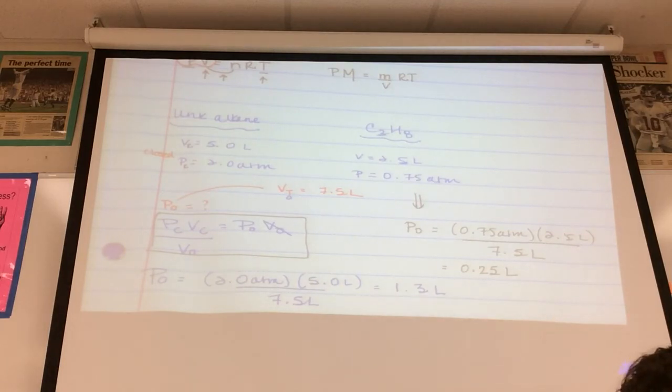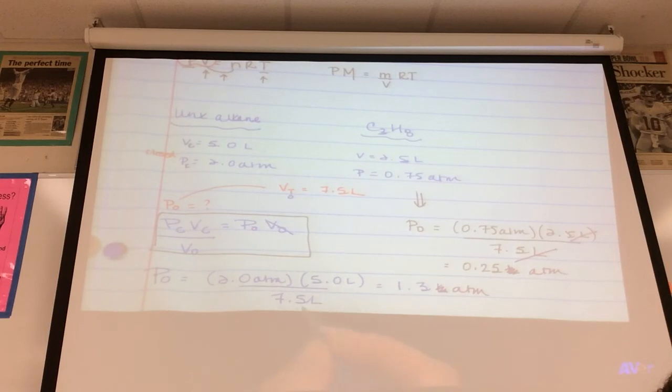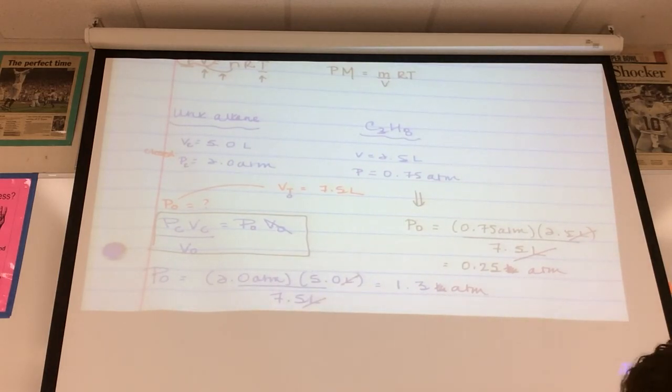I'm so stupid. Look what I did here. This isn't liters. What unit is this? Atmosphere. And this is also, right? That's bad. Cancel your units so you don't make silly mistakes.